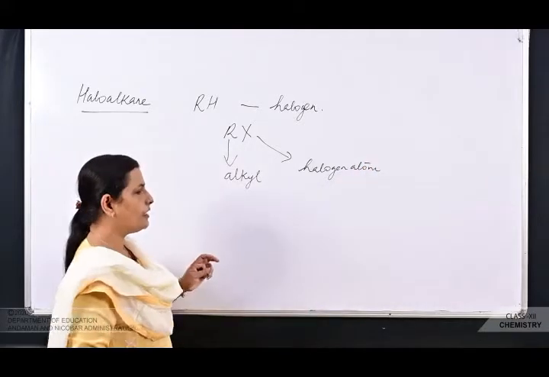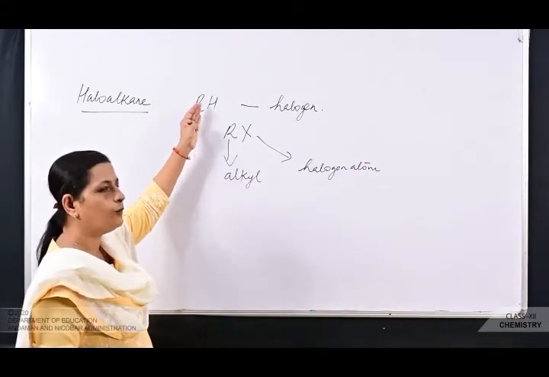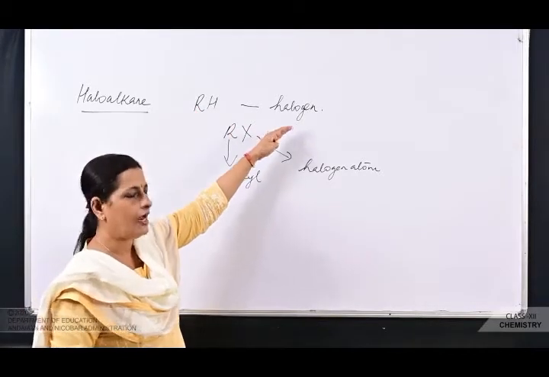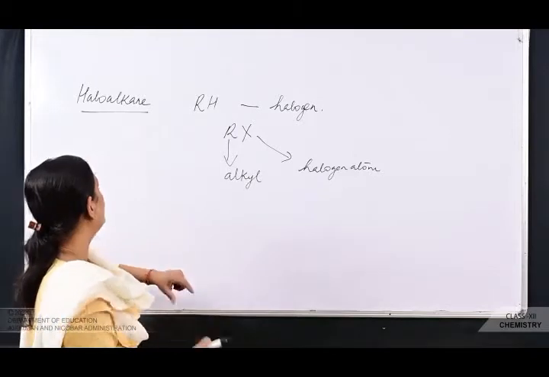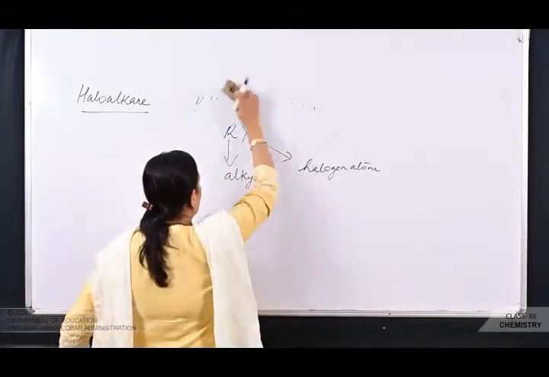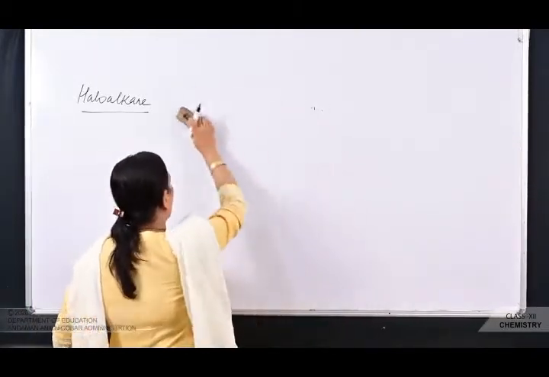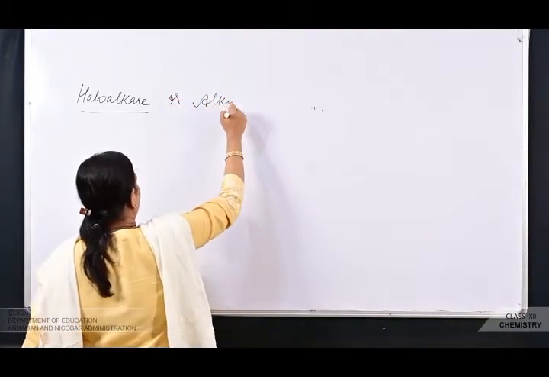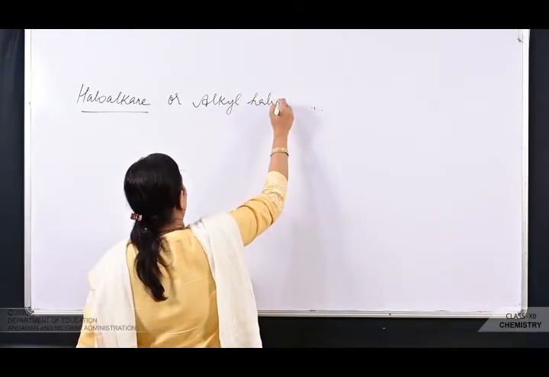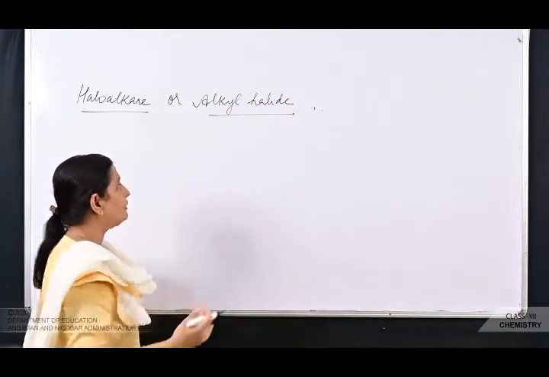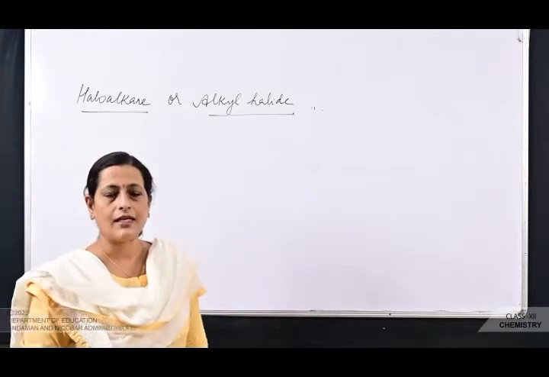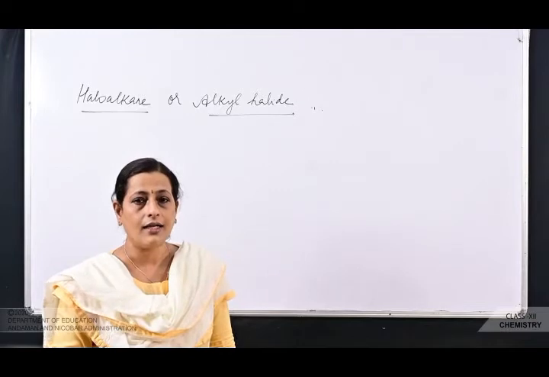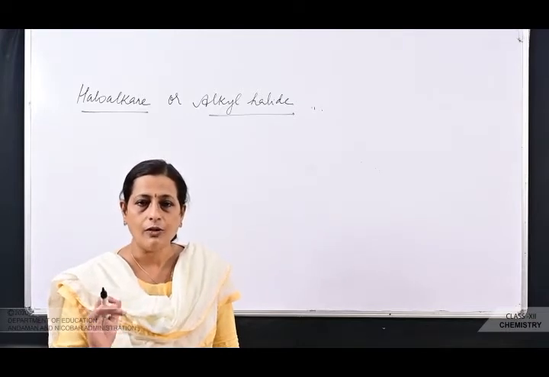So haloalkanes are obtained by replacement of one hydrogen atom in an alkane by a halogen atom. So that is known as haloalkane. Haloalkane is also known as alkyl halide. So how can you define a haloalkane? Haloalkane is a compound in which a halogen atom is attached to an alkyl group. That is known as a haloalkane.